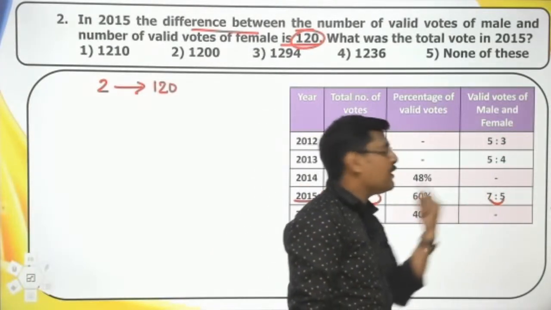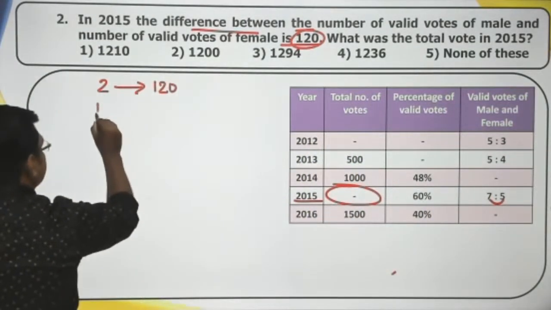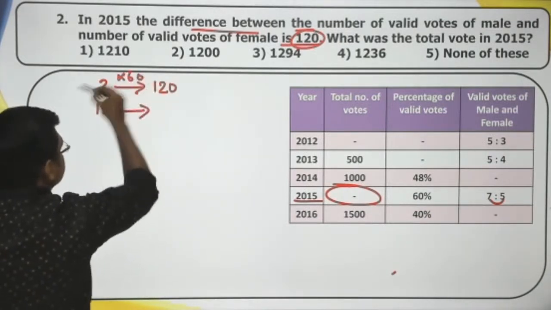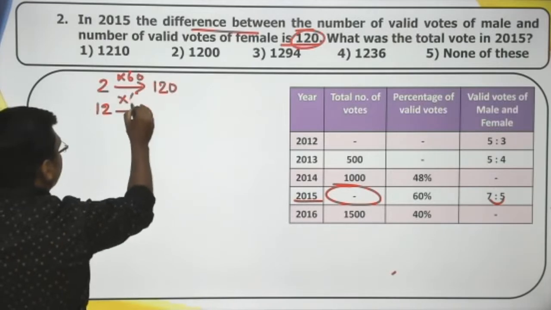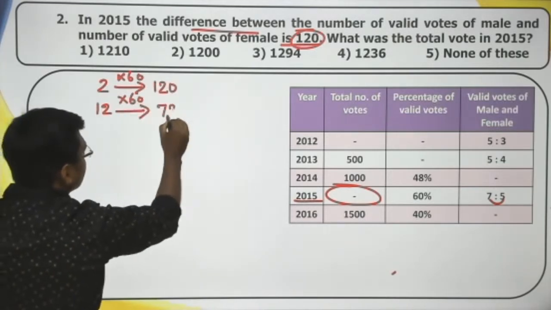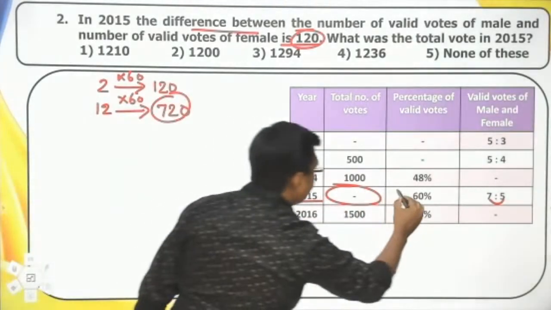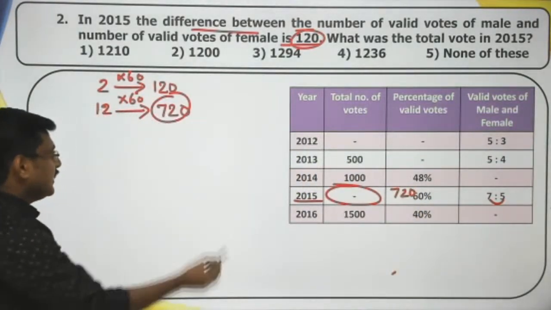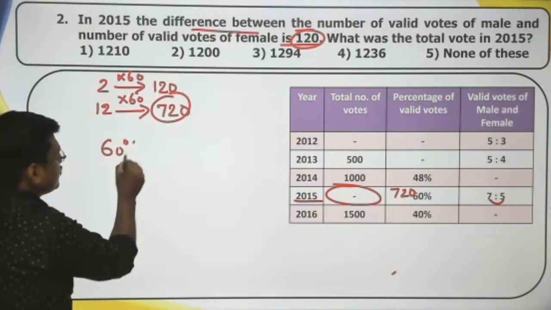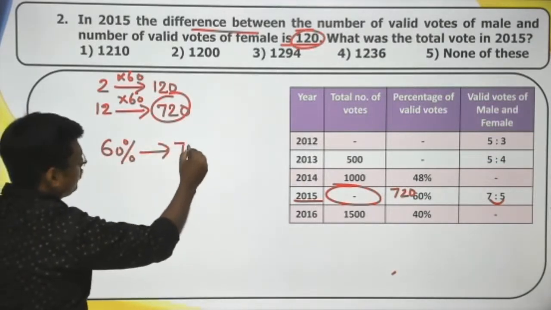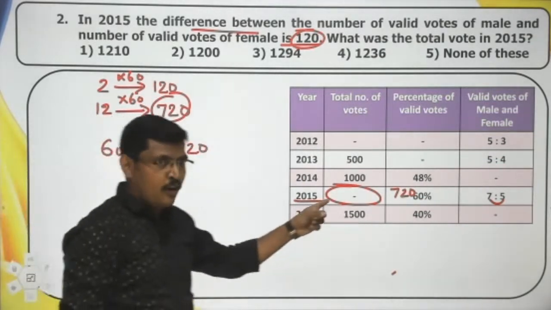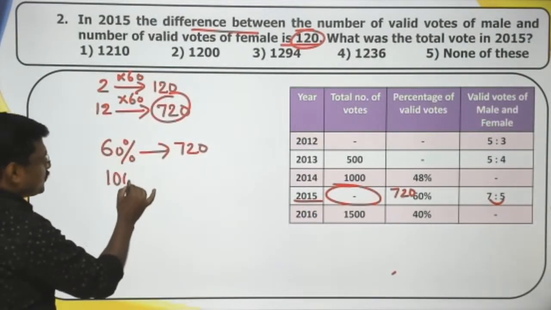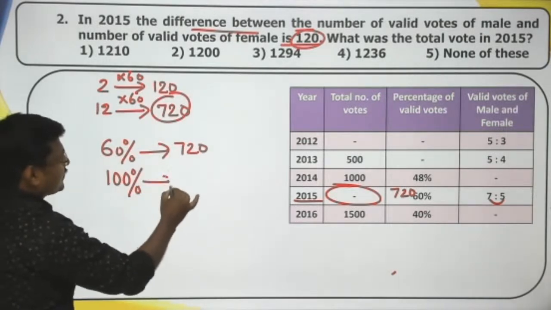That means 7 plus 5, 12, will be the total valid vote. On looking at this, 2 into 60 is 120. So 12 into 60, we will get 720 as the total valid vote, correct? That means this 60% corresponds to 720. And we need to find the total number of votes, that is 100%. So 100% will give the answer.